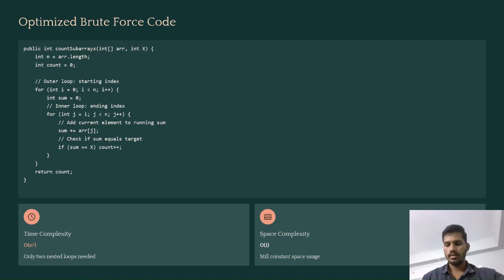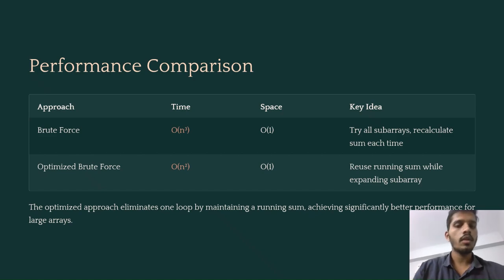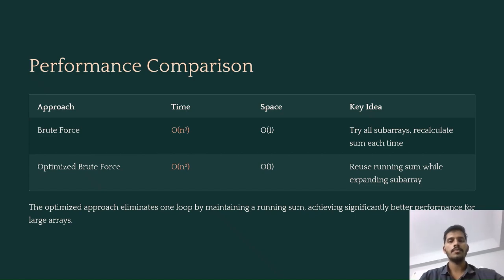And now let's see its time complexity. Its time complexity is O of n cube, and its space complexity is O of 1, which is far better than the previous one. Though the time complexity is reduced, it still takes a large amount of time for larger arrays.